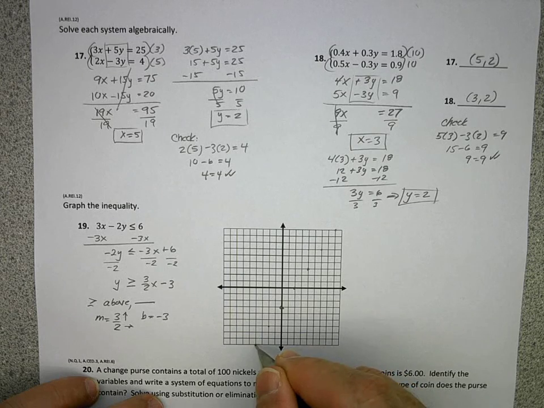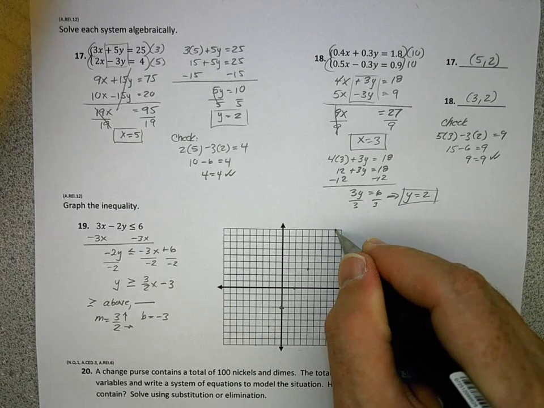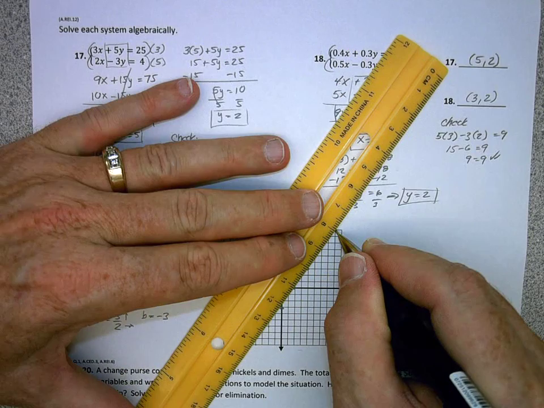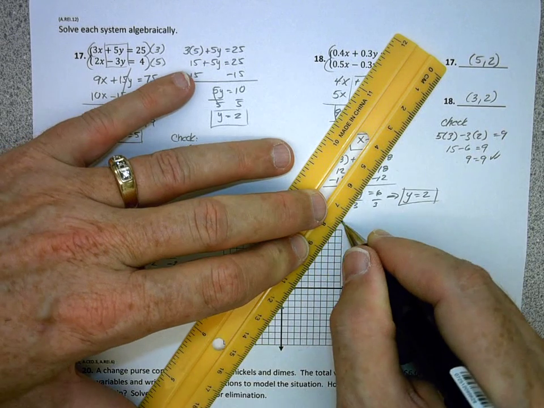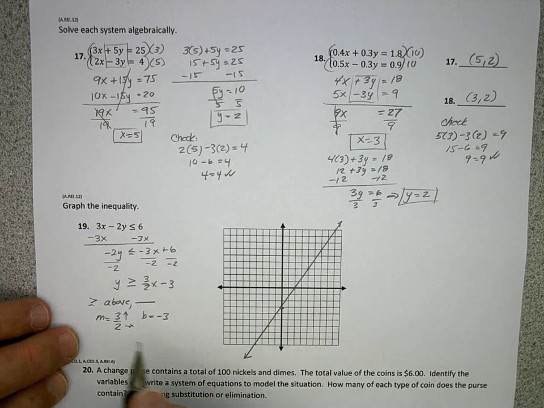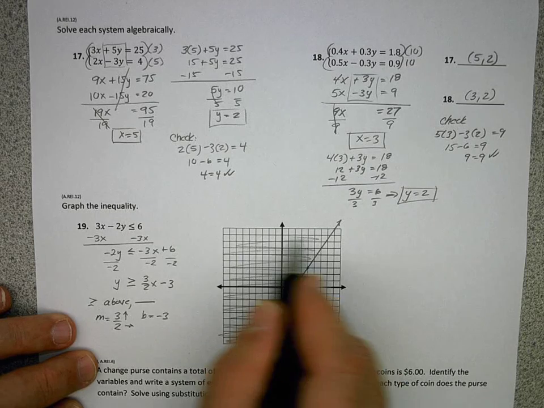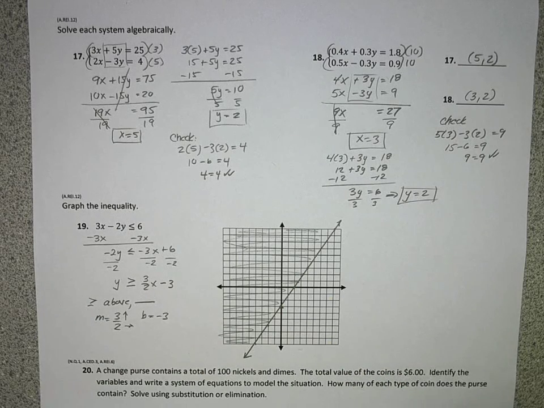And then we can graph it. Our graph says it's going to be a solid. So I can just go ahead and draw a solid line here. And then we said we're going to shade above. So my answer is to shade everything above. Okay. And there's our inequality.